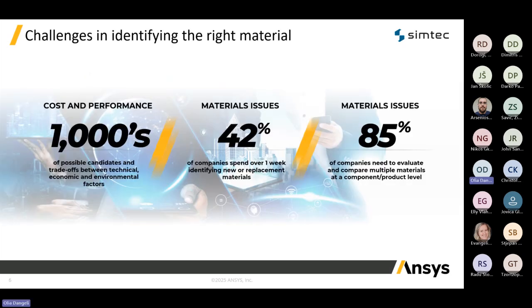However, making the right material choice isn't always so easy. It's not just picking a material off a list. Actually, it is a complex process because there are thousands of possible candidate materials, with trade-offs, of course, and it's no surprise that over 42% of companies spend at least a full week just identifying new or replacement materials. And also more than 85% of companies need to compare and evaluate multiple materials, not just for individual components, but across full product assemblies.